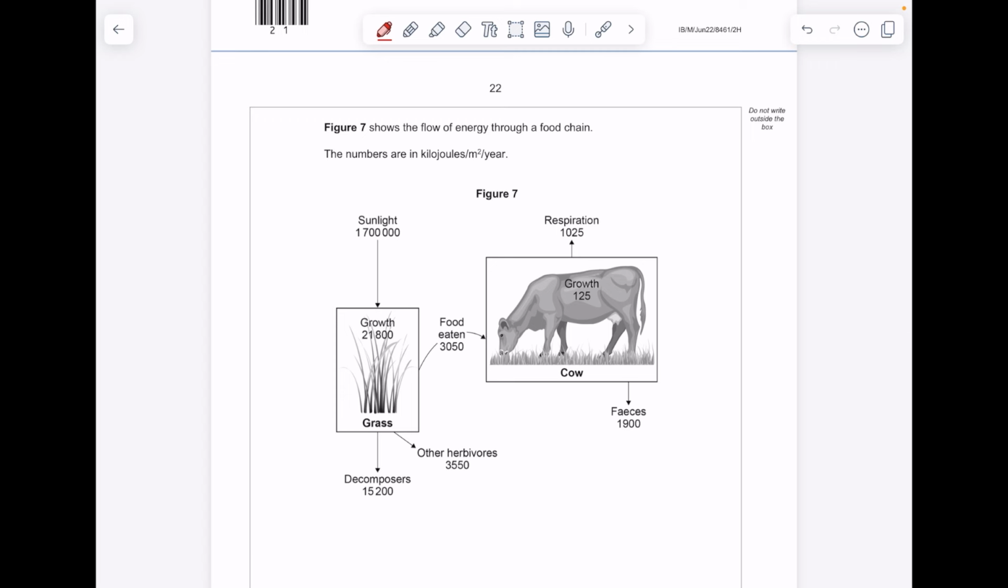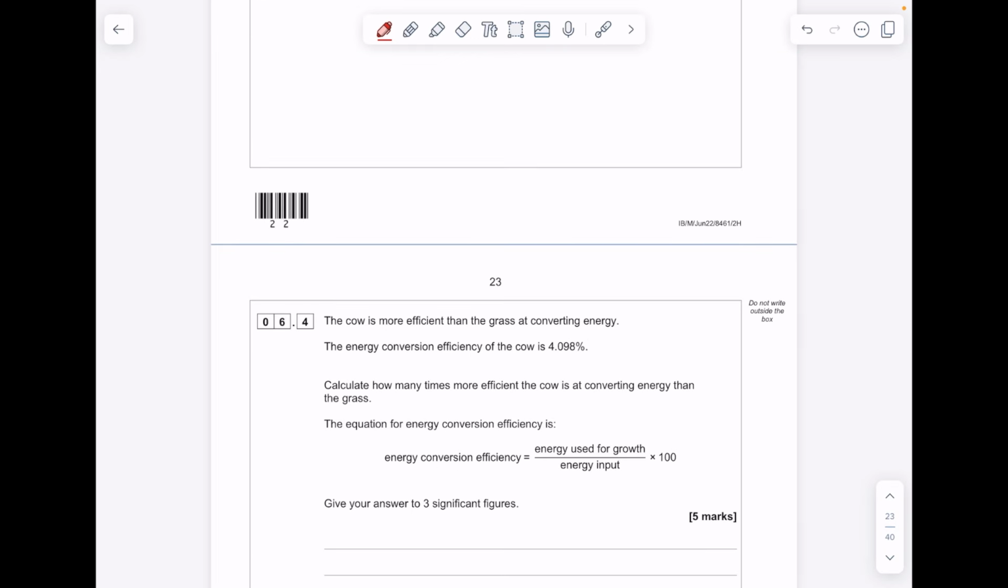Figure 7 shows the flow of energy through a food chain. The numbers are in kilojoules per meter squared per year. Make sure you take a good look at that. The cow is more efficient than the grass at converting energy. The conversion efficiency of the cow is this number. Calculate how many more times efficient the cow is at converting energy than the grass. The equation is this, and give your answer to 3 sig fig.